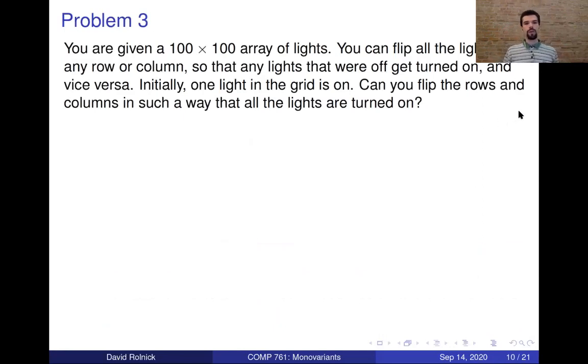Here's a problem. You're given a 100 by 100 array of lights. You can flip all the lights in any row or any column so that any lights that were turned off get turned on and vice versa. Initially, only one light in the grid is on. Can you flip the rows and columns in such a way that all the lights are turned on?